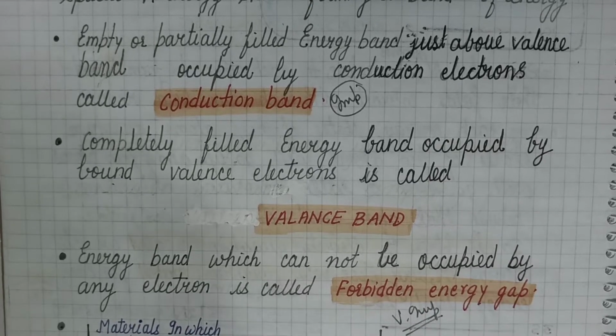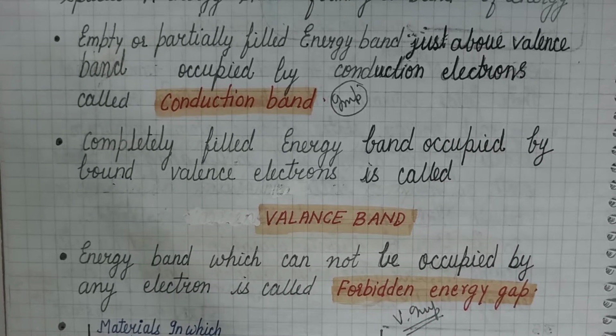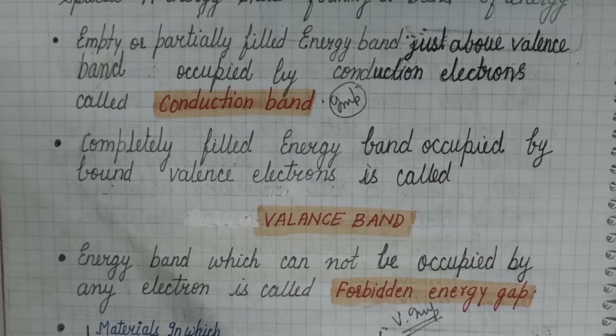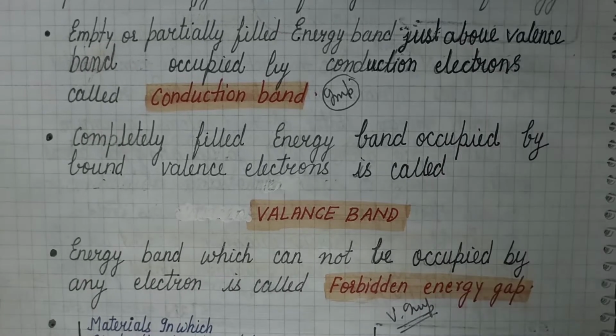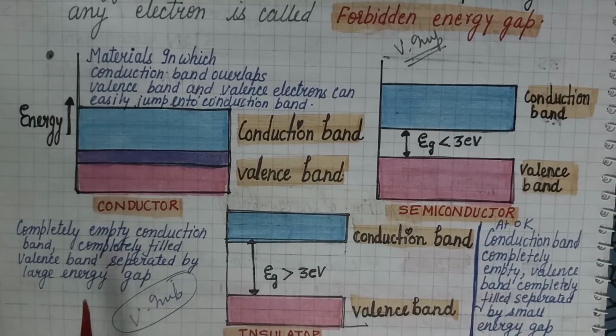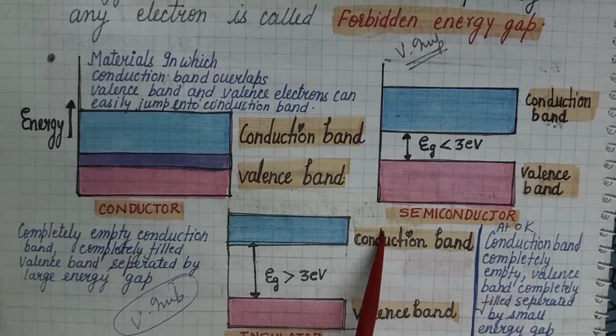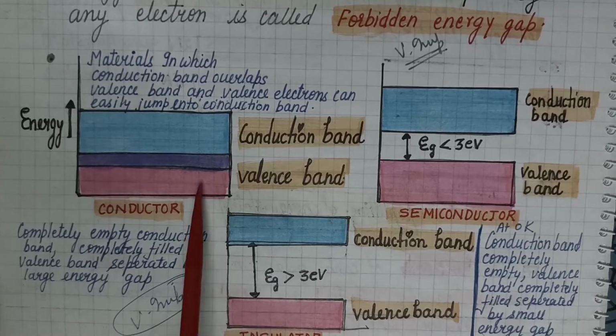So if your preparation is quite well, just go through the questions and see if you can answer them perfectly. If not, then try to learn these answers which are most expected. Then, difference between conductor, semiconductor and insulator on the basis of band theory.